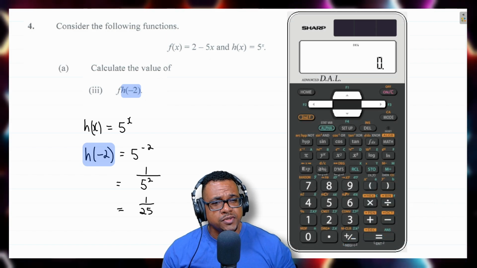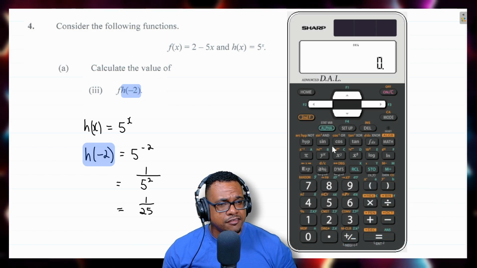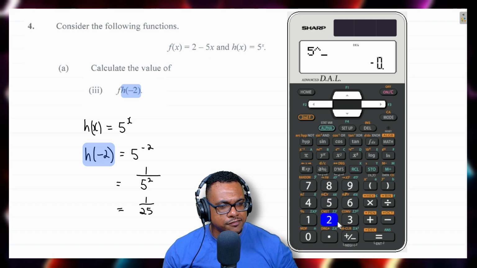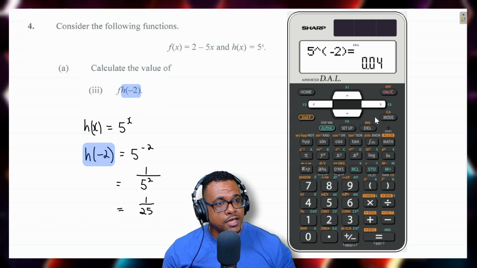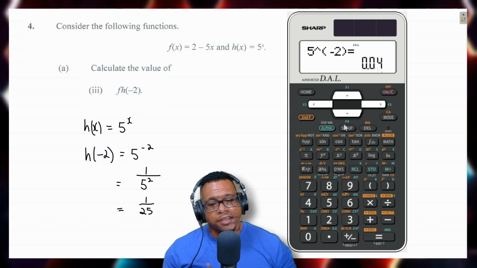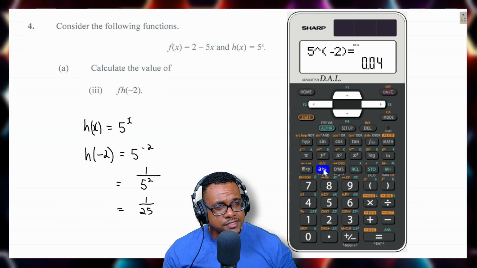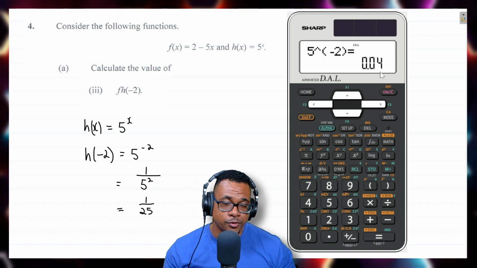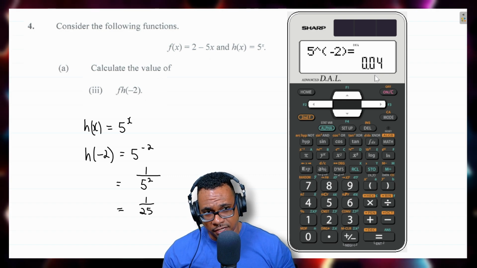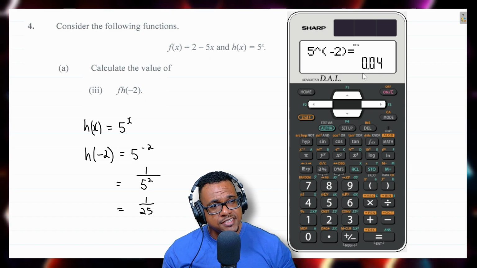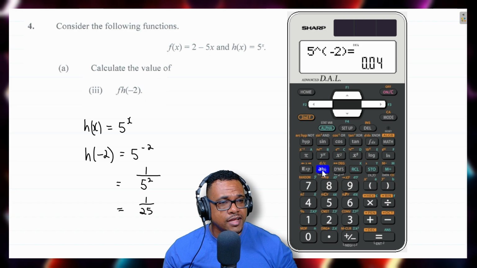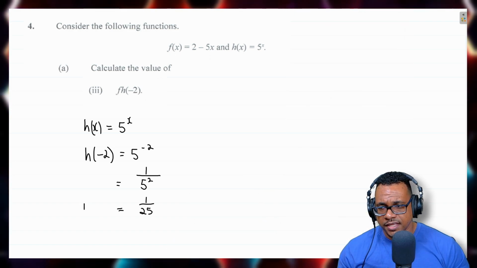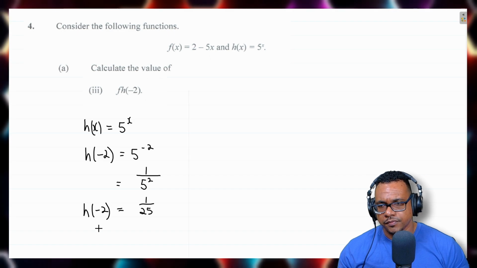Now I'd also like to show this on the calculator as well. We can use the yx button, and we put negative 2, so that's 5 to the power negative 2, and we see we get 0.04. Now if I press this fraction button here, we can see that 0.04 is 1 over 25. Press it back, 0.04. So you can use the calculator to get your value here. You can write the answer either as a decimal, 0.04, or as a fraction, 1 over 25. So this will be h of negative 2.